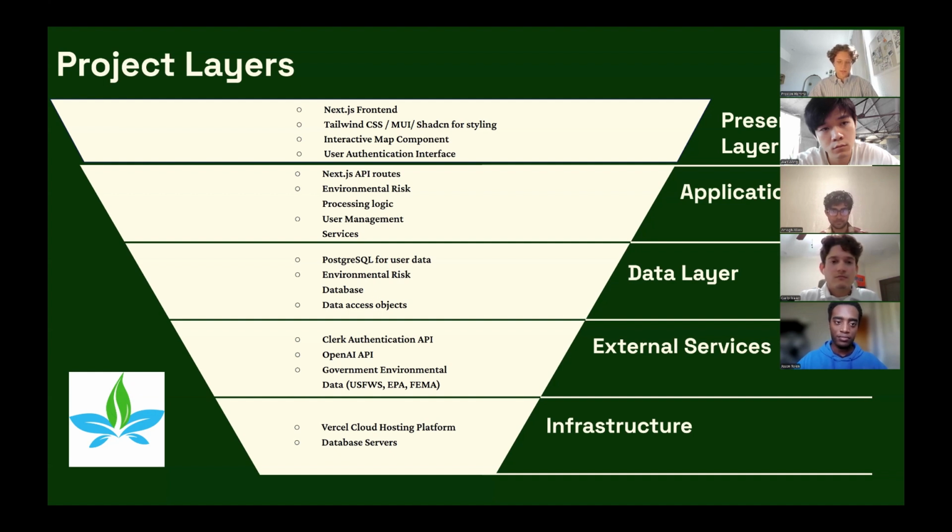For the application layer, it handles core functionality. We take those Next.js API routes and we handle the client server communication. Environmental risk processing logic for analyzing and formatting data is also handled here. User management services handle account related operations. And this layer is responsible for data validation and business rules.